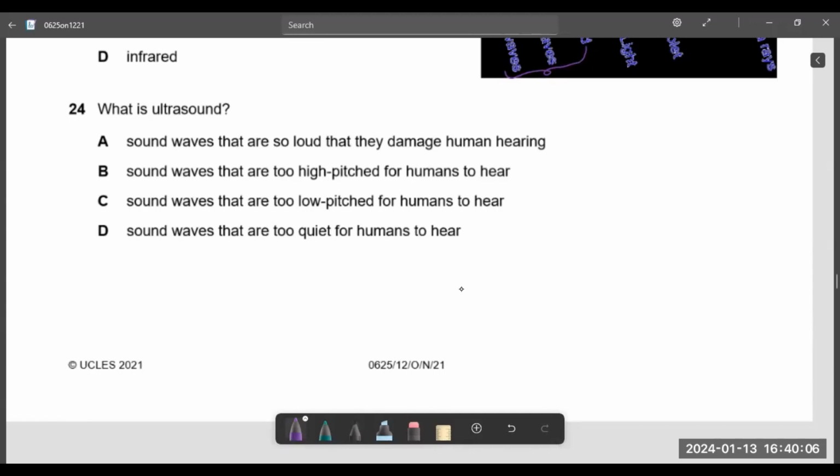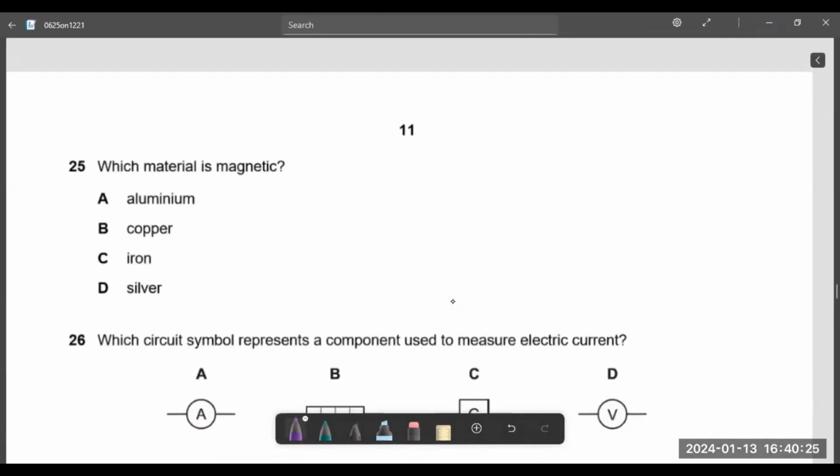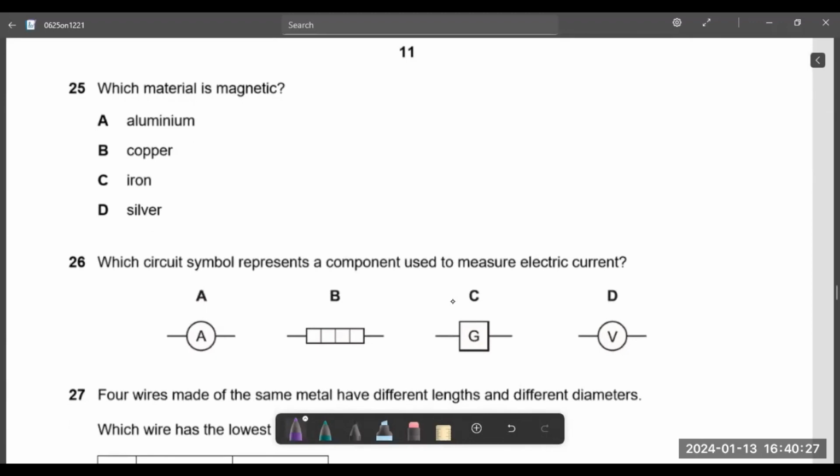What is ultrasound? Sound waves that are too high pitched for humans to hear. That is ultrasound. It will be 20 kilohertz to gigahertz range. The right choice is B. Which material is magnetic? Aluminum, copper, silver, those are good conductors. The magnetic material is iron.